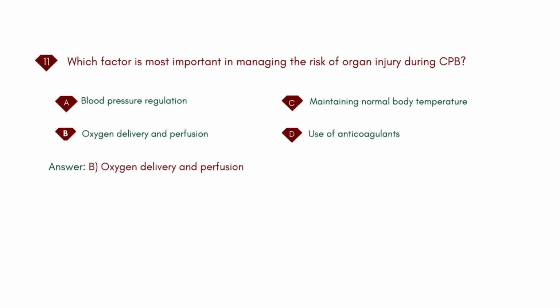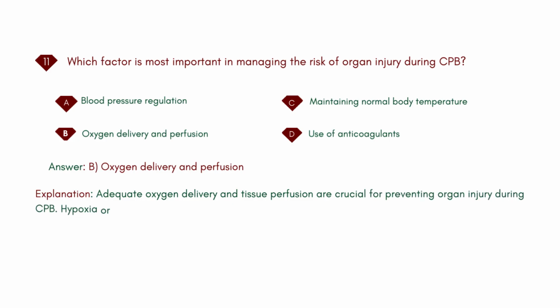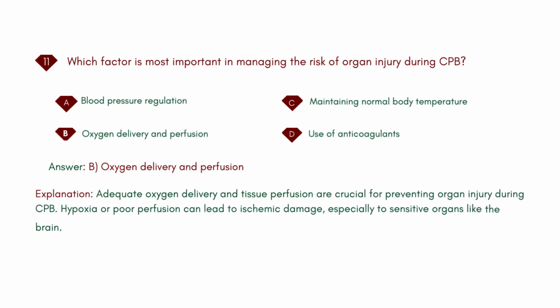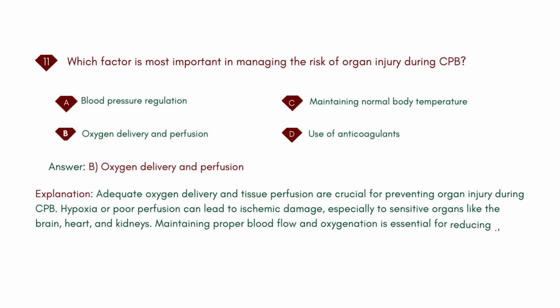Oxygen delivery and perfusion. Explanation: adequate oxygen delivery and tissue perfusion are crucial for preventing organ injury during CPB. Hypoxia or poor perfusion can lead to ischemic damage, especially to sensitive organs like the brain, heart, and kidneys. Maintaining proper blood flow and oxygenation is essential for reducing the risk of injury during the bypass procedure.